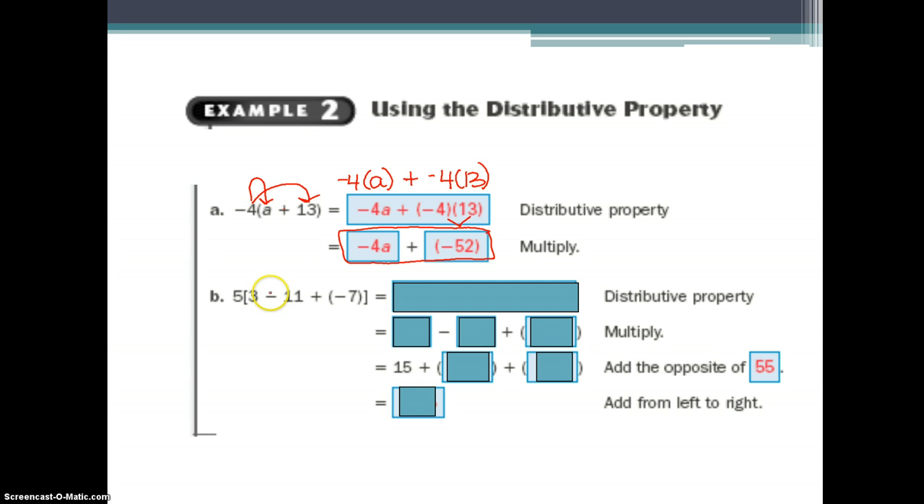For B, let's change our subtraction to adding the opposite. Now we're going to use the distributive property. 5 times 3 plus 5 again. Remember, we're passing out the 5, so you're going to see the 5 a lot. Times negative 11 plus 5 one more time because we still have a negative 7 inside.